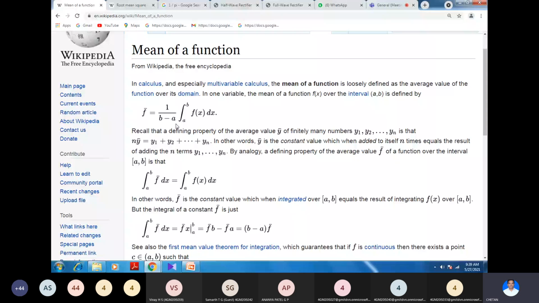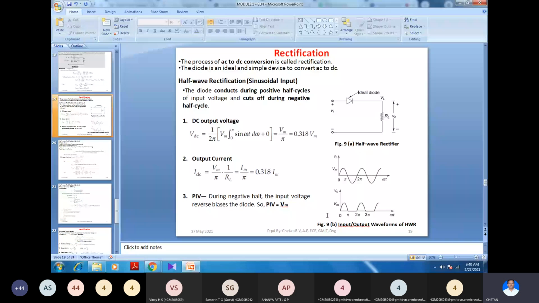Okay. So what you have to do is take the integration of your signal with respect to dx, and the integration limits would be the time period that you have considered, or the interval. So for our case, the interval would be 0 to 2 pi. The integration limits would be 0 to 2 pi.